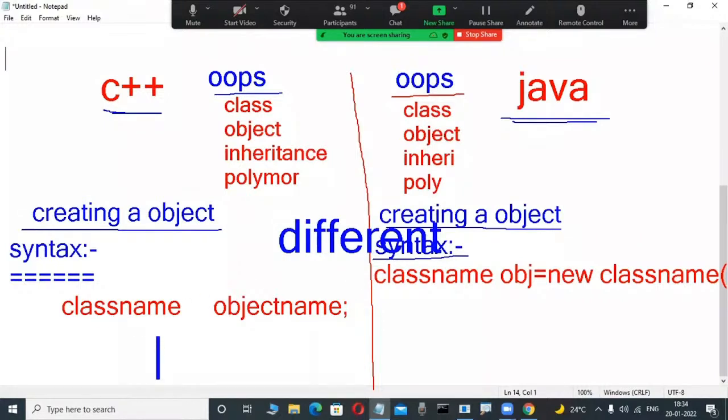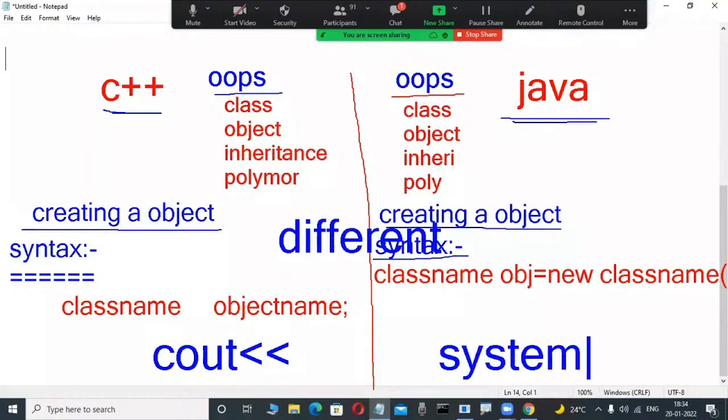Suppose in C++ I want to display output, cout is a function for streaming output. And now in Java, what is the function? System.out.println is there. Yes, that's why syntactically different. Functions are also totally different in these two object-oriented languages.